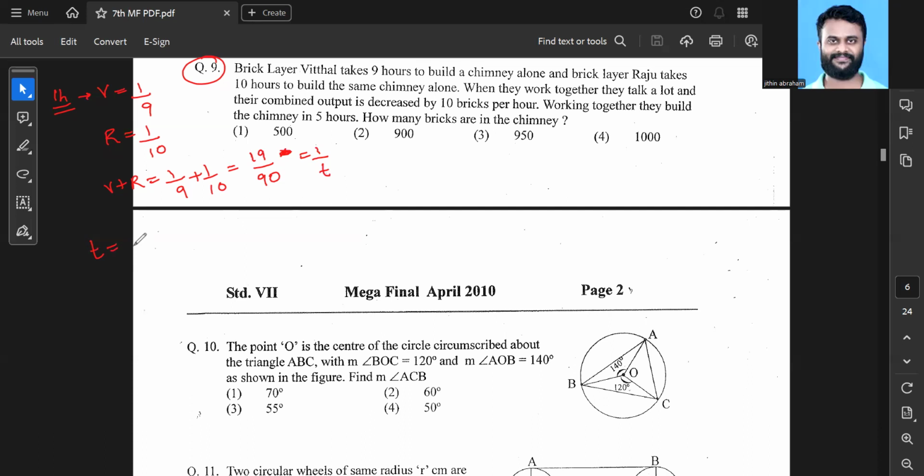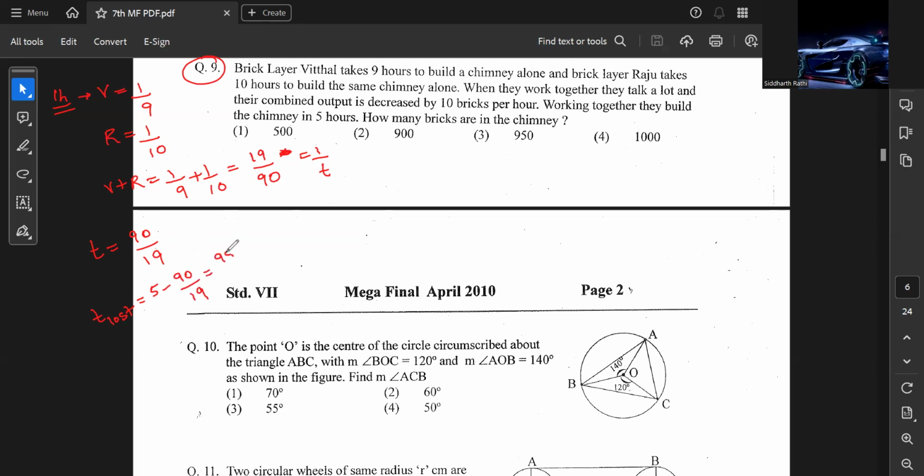Sir, I think I have another, faster method. Can I say? Yeah, tell me. So sir, we can calculate the joint time taken by both. Vittal takes 9 hours, so 1/9, and Raju takes 10 hours, so 1/10. So 1/9 plus 1/10 will give us 19/90. So the number of bricks which will be the answer will be a number divisible by 90, and amongst all the options only 900 is the option.